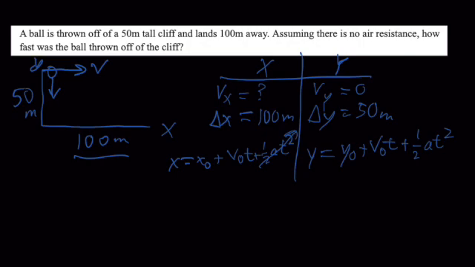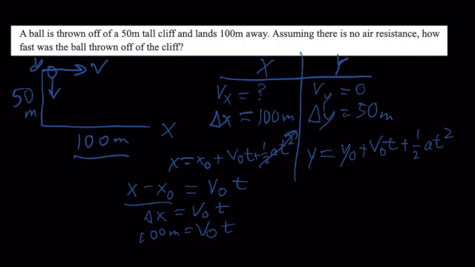And so really what we can do is rearrange this and say that x minus x naught, which is really just the change in distance in the x direction, equals v naught times t. So this is just saying that delta x equals v naught times t, and so 100 meters equals v naught, which is what we're trying to find, times t. But the problem is we don't know how much time it takes for the ball to reach its end position there. So we have to go back into the y component and think about something else.